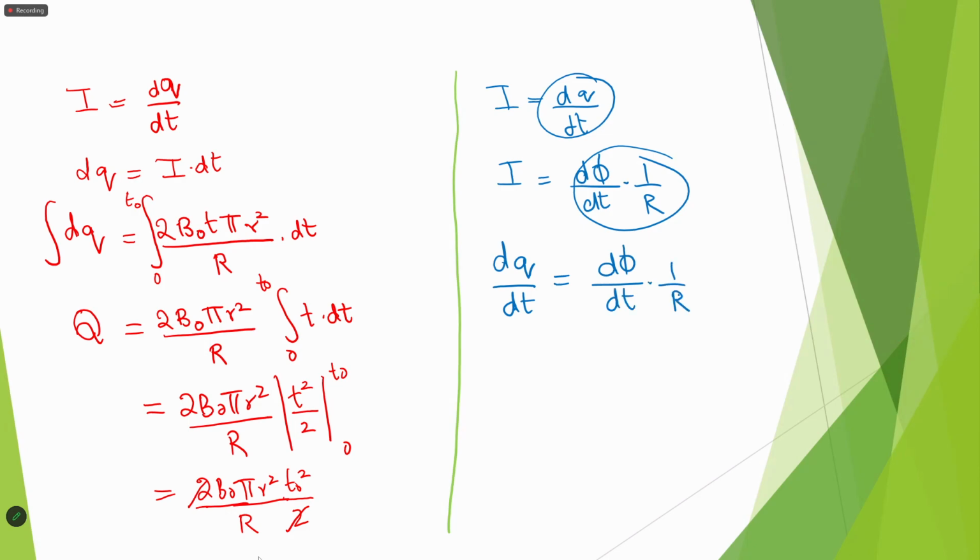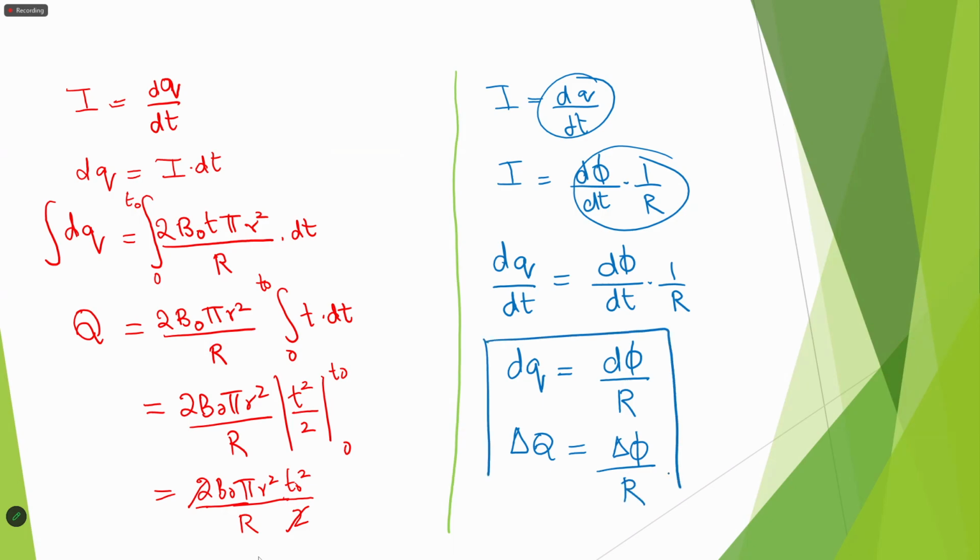On both sides I have dt. Can I cancel them? Yes, I can cancel them. So I can say that my dq is equal to d phi by r. So my change in charge is equal to my change in phi over r. This is another way of doing it.